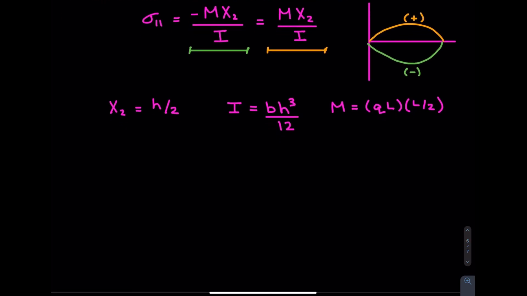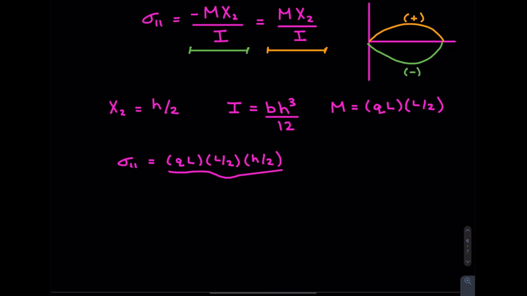So now that I got all of these parameters, I can substitute them into the equation. So I go, all right, sigma 1, 1, this is going to be equal to m. Well, I know that m is going to be q times L, and then multiplied by L divided by 2. Perfect. And then we have times x2. Well, x2 is simply just going to be the height h divided by 2. No big deal at all.